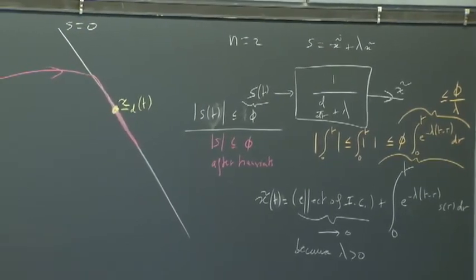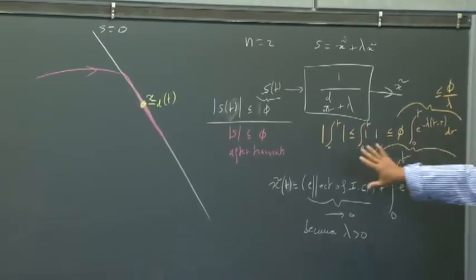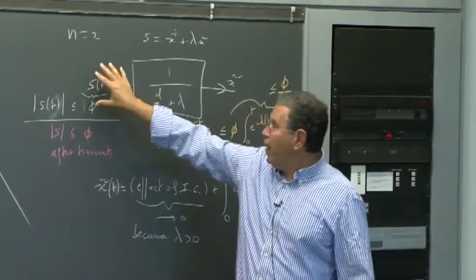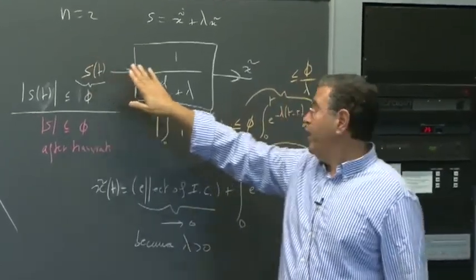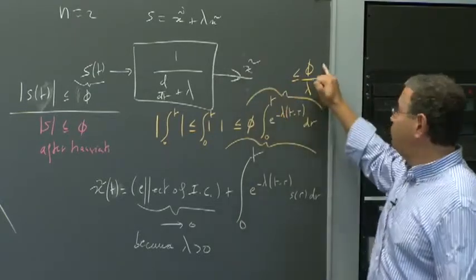Okay. So what does it say? It says that we start with some initial conditions. We know they go away. s is always bounded by phi. Then the resulting error, x tilde, will be bounded by phi over lambda.